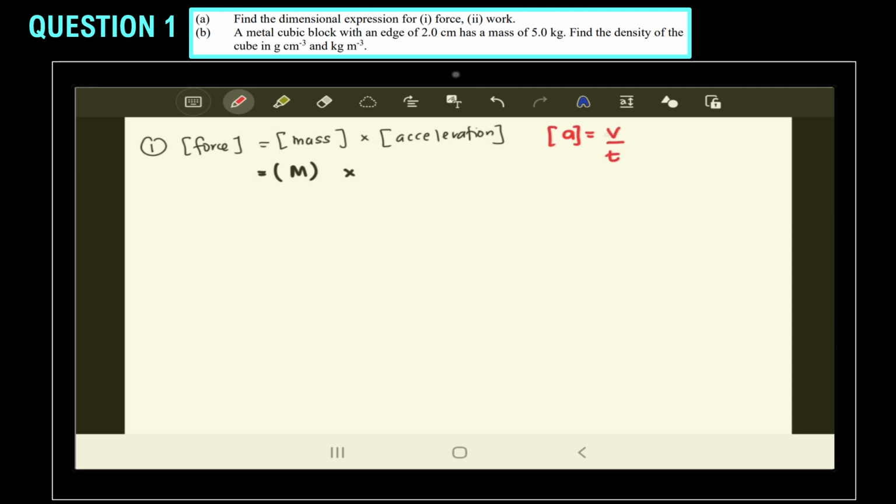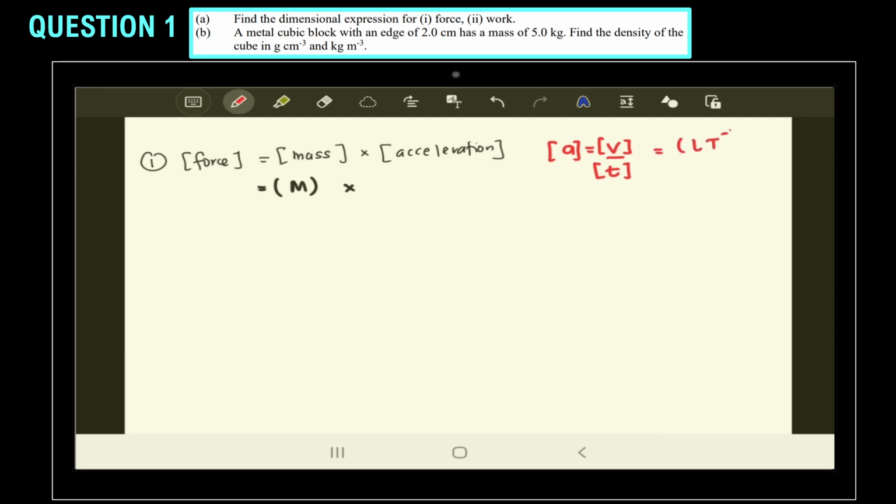So dimension of the acceleration is equal to dimension of the velocity over dimension of time. And it's equal to LT negative 1 over dimension for time is equal to T. Okay, and therefore the dimension of the acceleration is equal to LT negative 2. Then we put here dimension of the acceleration is LT negative 2. Okay, and finally the dimension of the force is equal to MLT negative 2.